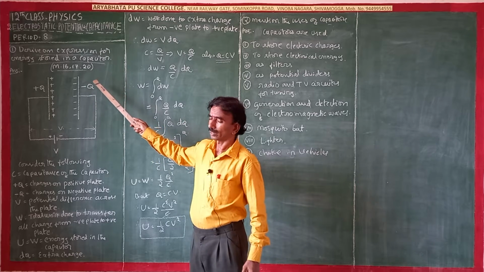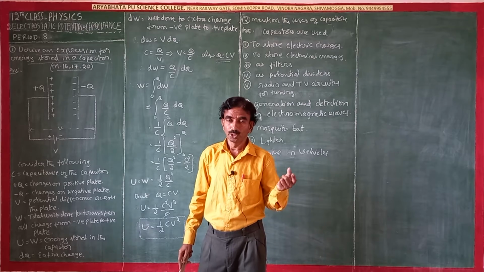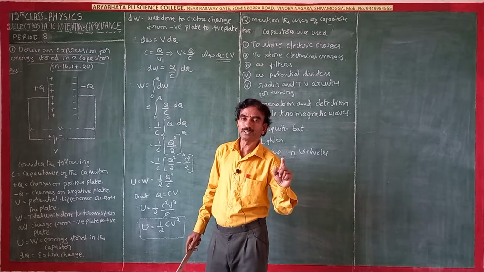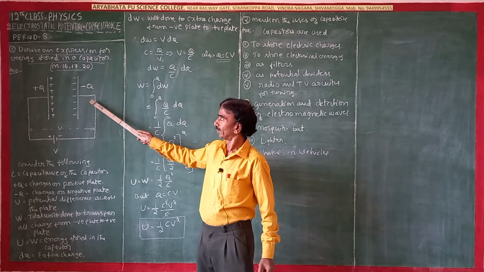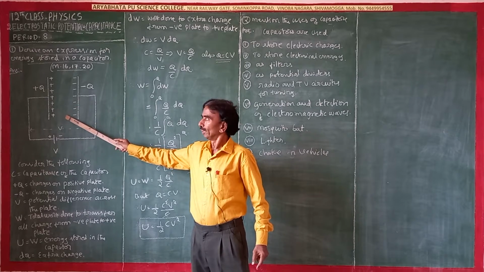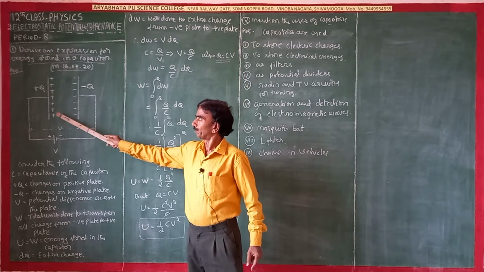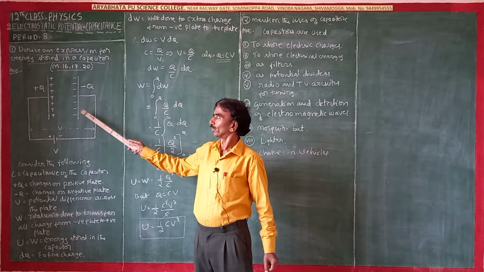Derive an expression for energy stored in a capacitor. In the previous class, you have studied about the capacitors connected in series and connected in parallel. Now we are going to study what is the energy stored in this capacitor. Here is a positive plate and here is a negative plate. In between the plates, potential is there. How much energy is stored, that we have to study.